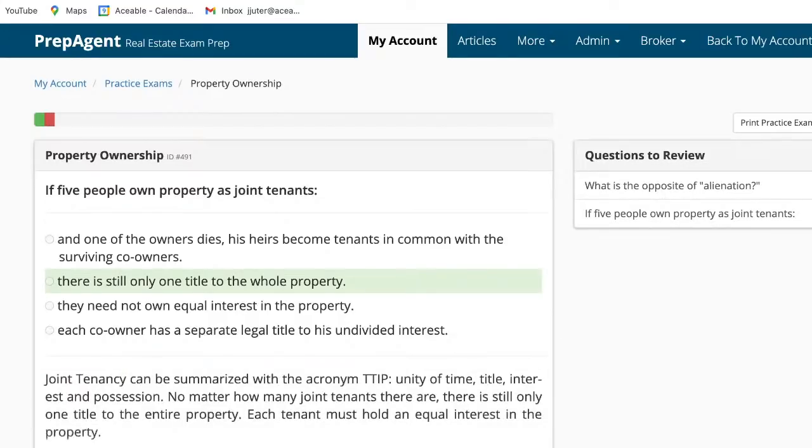And that does work sometimes, but not this time. This time there is still only one title to the whole property. So let's back up for a second. What are the two ways you could own property? There's two general ways you could own property. And the answer is much simpler than you could think of, okay?